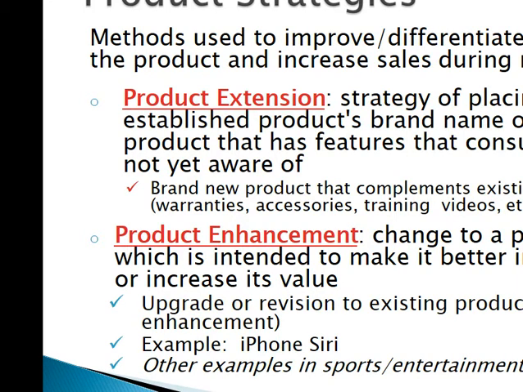Then the other option besides product extensions would be product enhancement. That is actually taking the product itself and making some type of enhancement or change to it that makes it better in some way or increases its value. An example using the iPhone again would be adding Siri. It wasn't a product extension. It wasn't a separate product that was just carrying the Apple name. It was actually an enhancement to the iPhone itself. So it's an upgrade to an existing product. And both of those are options that you can use to extend your life cycle longer.